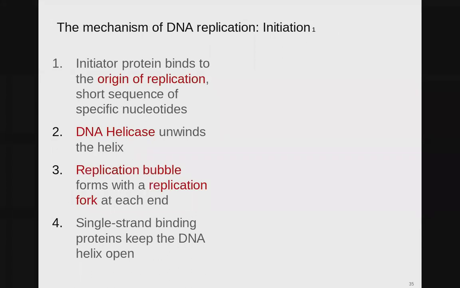So let's talk about this. First, start with initiation. An initiator protein binds to what we call the origin of replication. The origin of replication, as its name implies, is the starting point of DNA replication. In a eukaryotic chromosome, which is relatively large, there are multiple origins of replication spread across your genome, across your chromosome. But for our microscopic organisms, our bacteria and archaea, there's only one origin of replication.